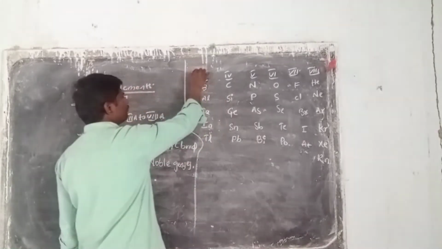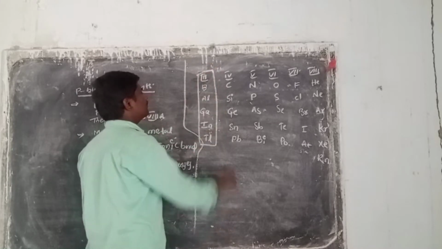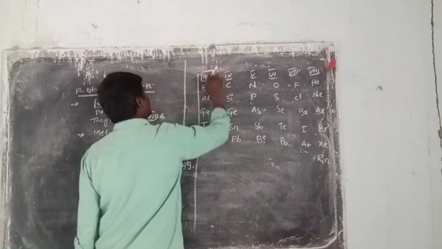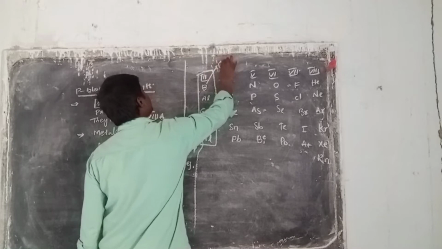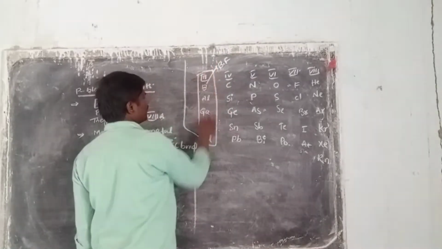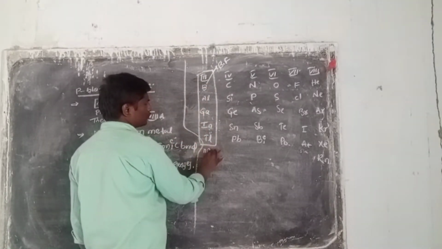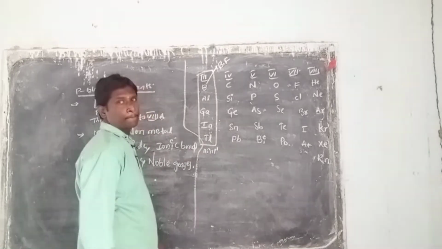The third group elements start from boron. It is called the boron family. The general electronic configuration of third A group elements is ns2 np1.